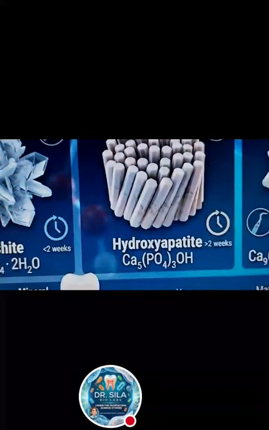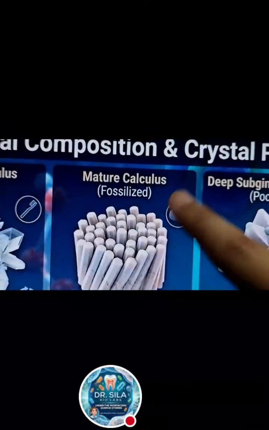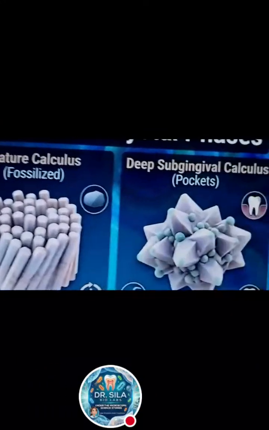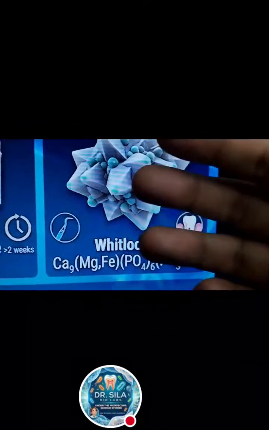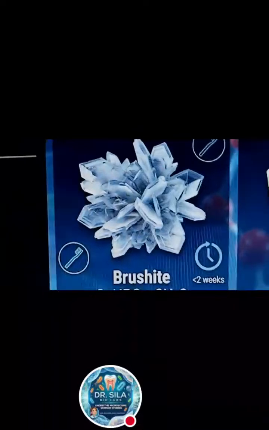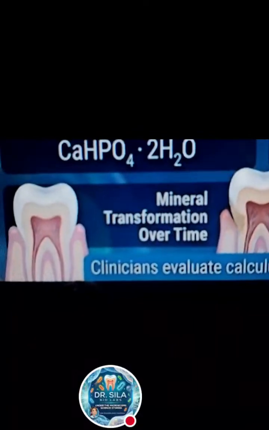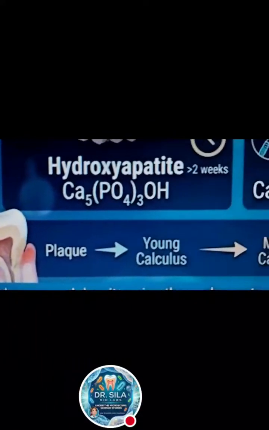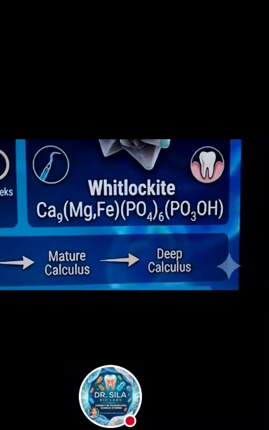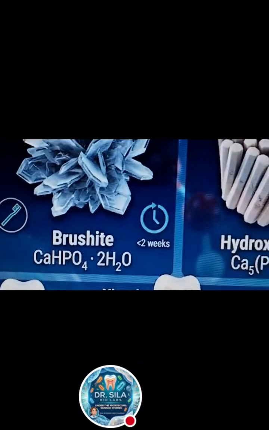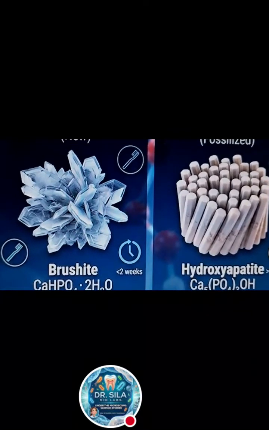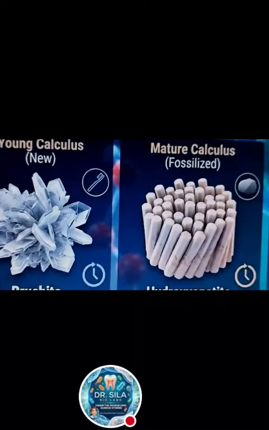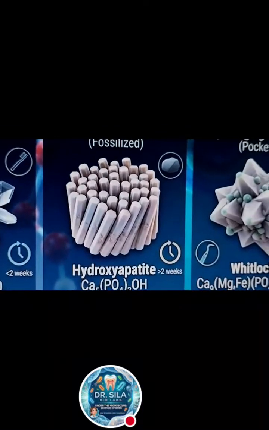Young calculus, brushite. Then hydroxyapatite, mature calculus. Then the subgingival calculus, deep in the periodontal pockets, is whitlockite. Mineral transformation over time: plaque, young calculus, mature calculus, and deep calculus. So clinicians evaluate calculus age and density using these phases to guide periodontal treatment.